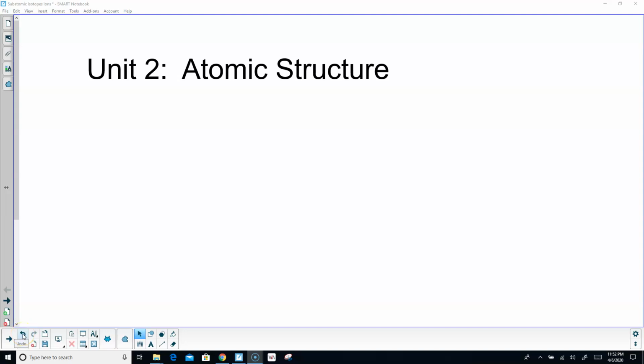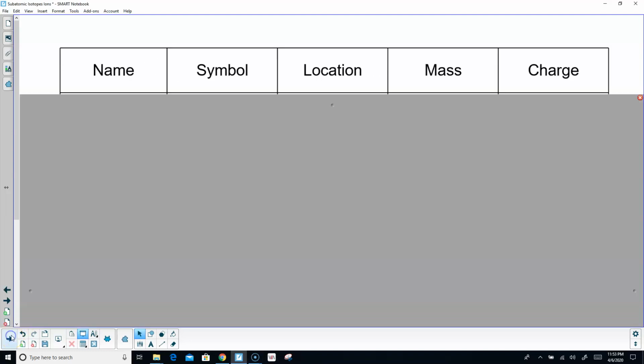Okay, we've spent a couple of days looking at the history of the atomic theory, so where this idea of the atom came from. We spent a little bit of time with the PhET build an atom simulation, so you should be familiar with some of the component parts of the atom. We're going to look a little deeper into that today, and so this is kind of the introductory lecture for Unit 2, which deals with atomic structure.